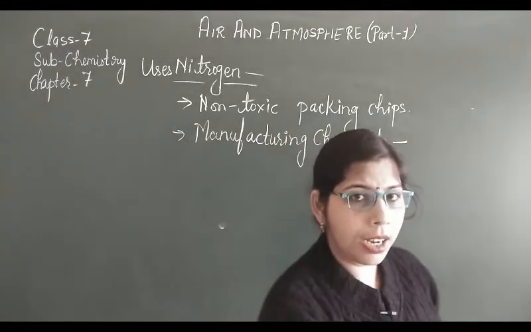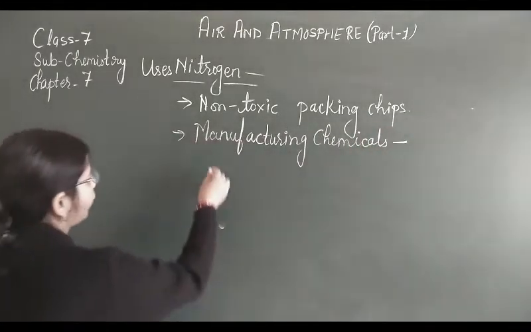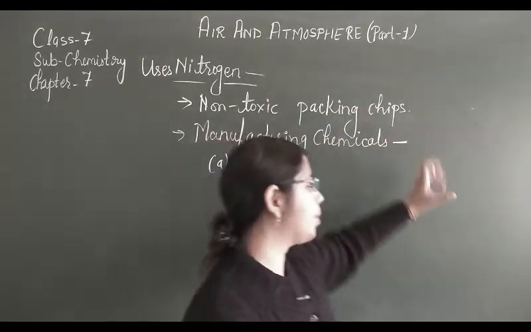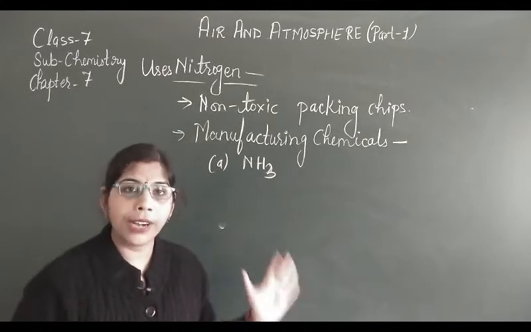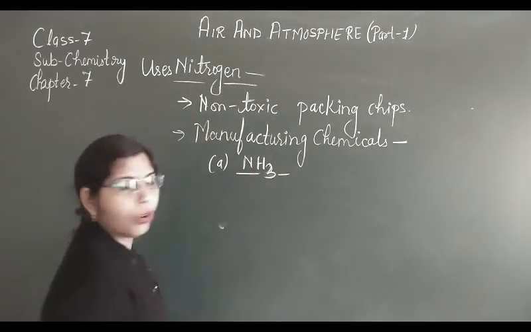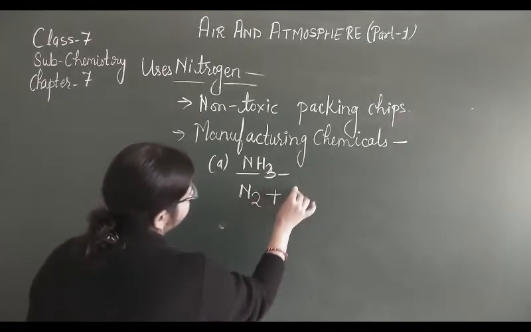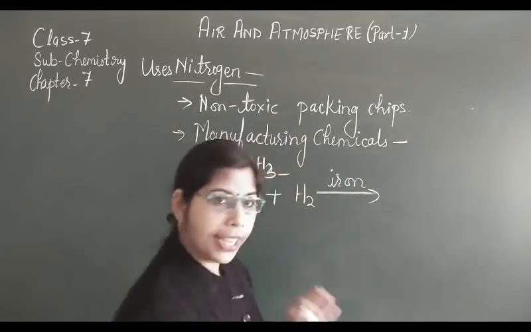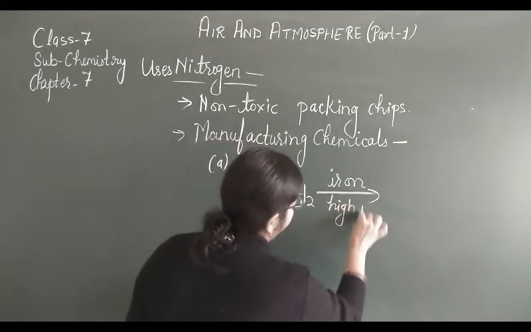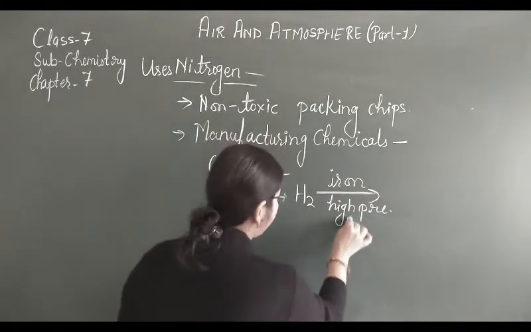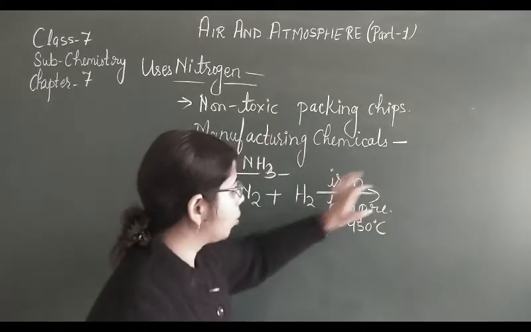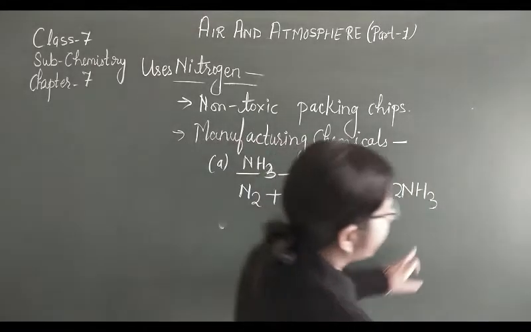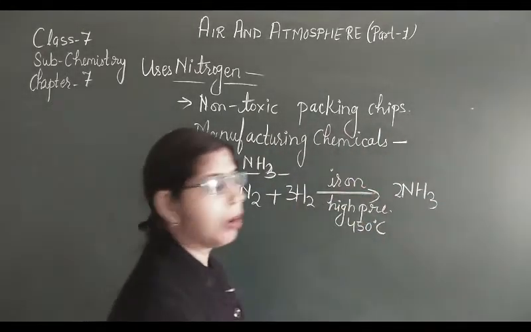Now, what types of chemicals are manufactured from it? It is utilized for manufacturing ammonia. NH3 is ammonia. And how is this ammonia prepared? Ammonia is prepared when nitrogen reacts with hydrogen, in the presence of iron as a catalyst, high pressure and approximately 450 degrees Celsius temperature. They form ammonia, NH3. This process is known as the Haber-Bosch process.